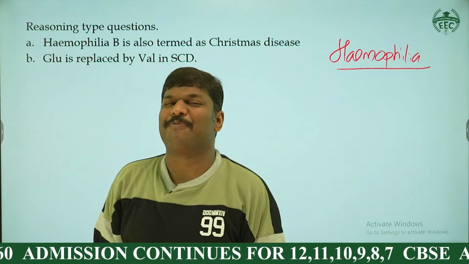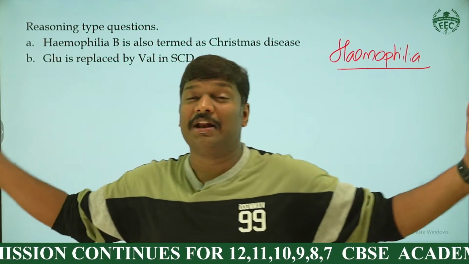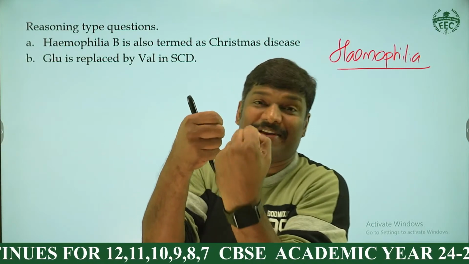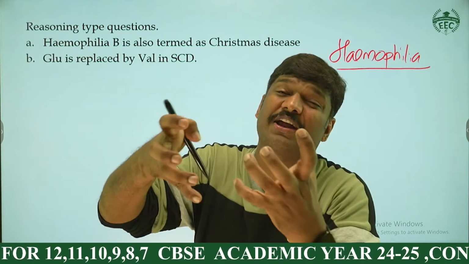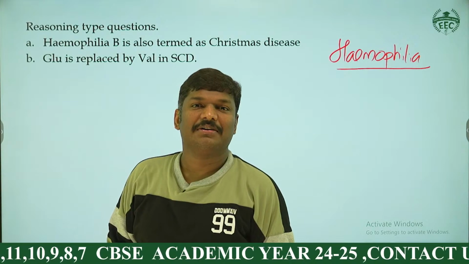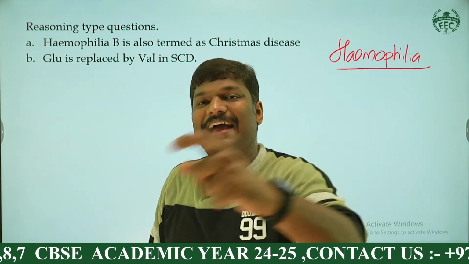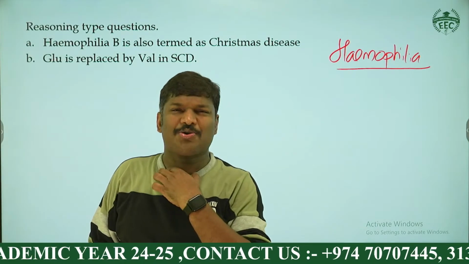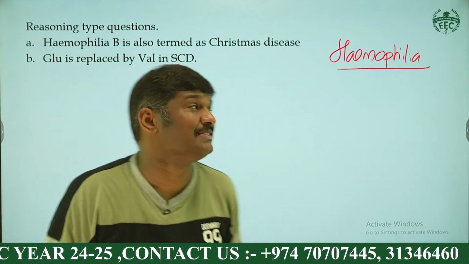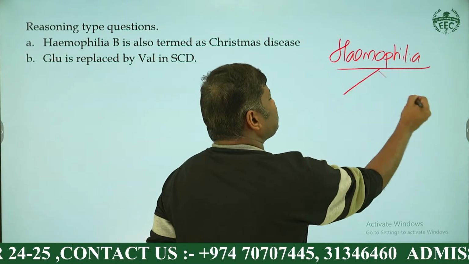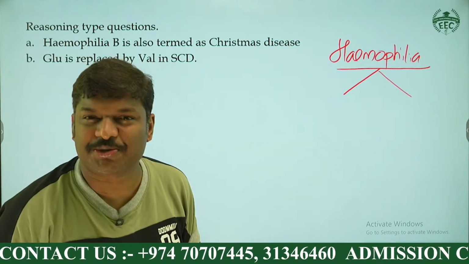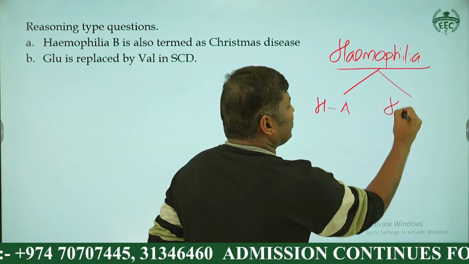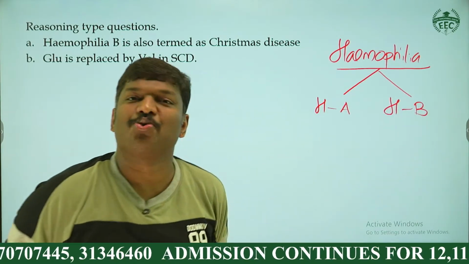The royal Queen Victoria family of the UK in England, she was also a carrier. That is why this hemophilia disease is also called a royal disease. But the question is not about royal disease. Why is it known as Christmas disease? Hemophilia is of two types, my dear students. Look at the board. It is not there in the textbook. The first one is called hemophilia A and the other one is hemophilia B. There are two different types of hemophilia.